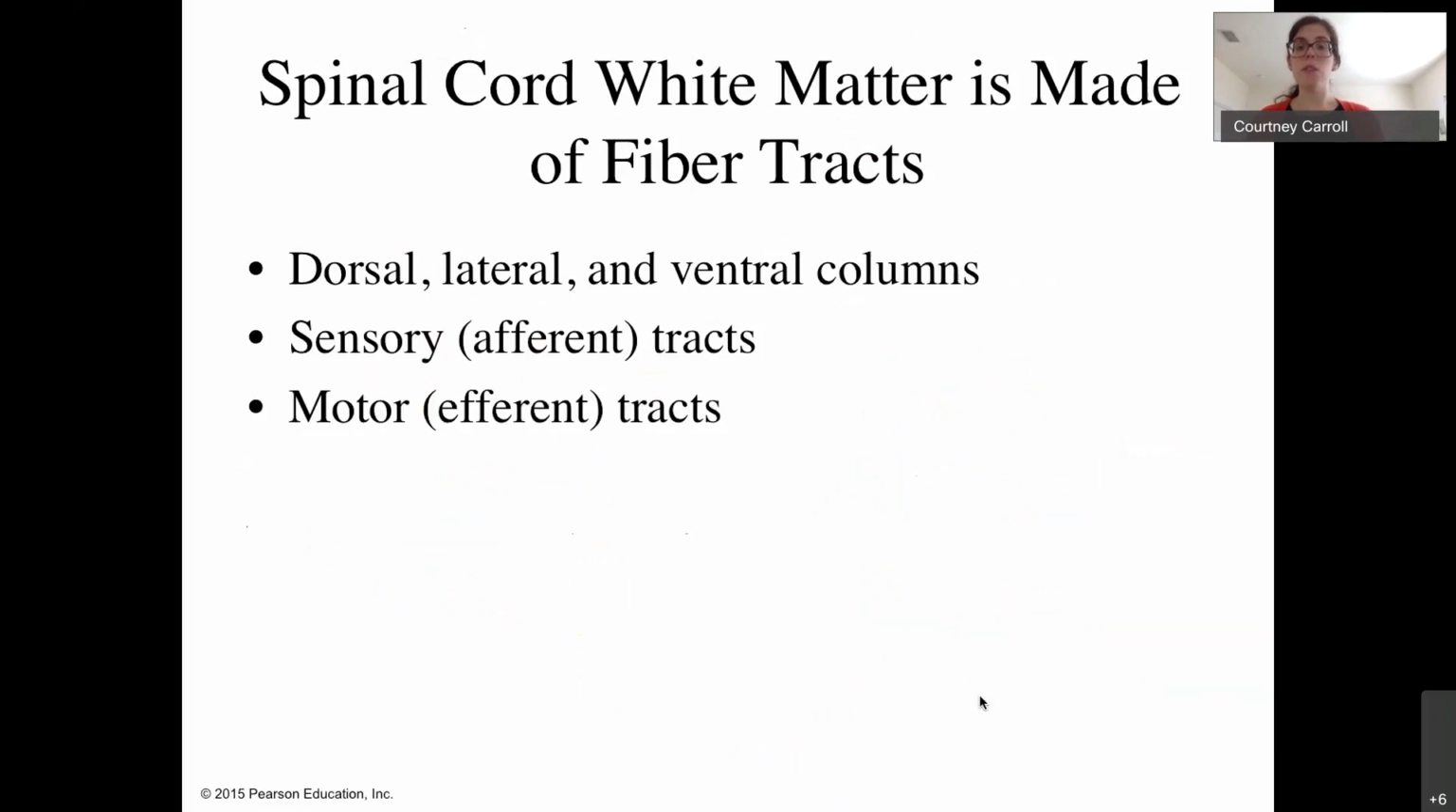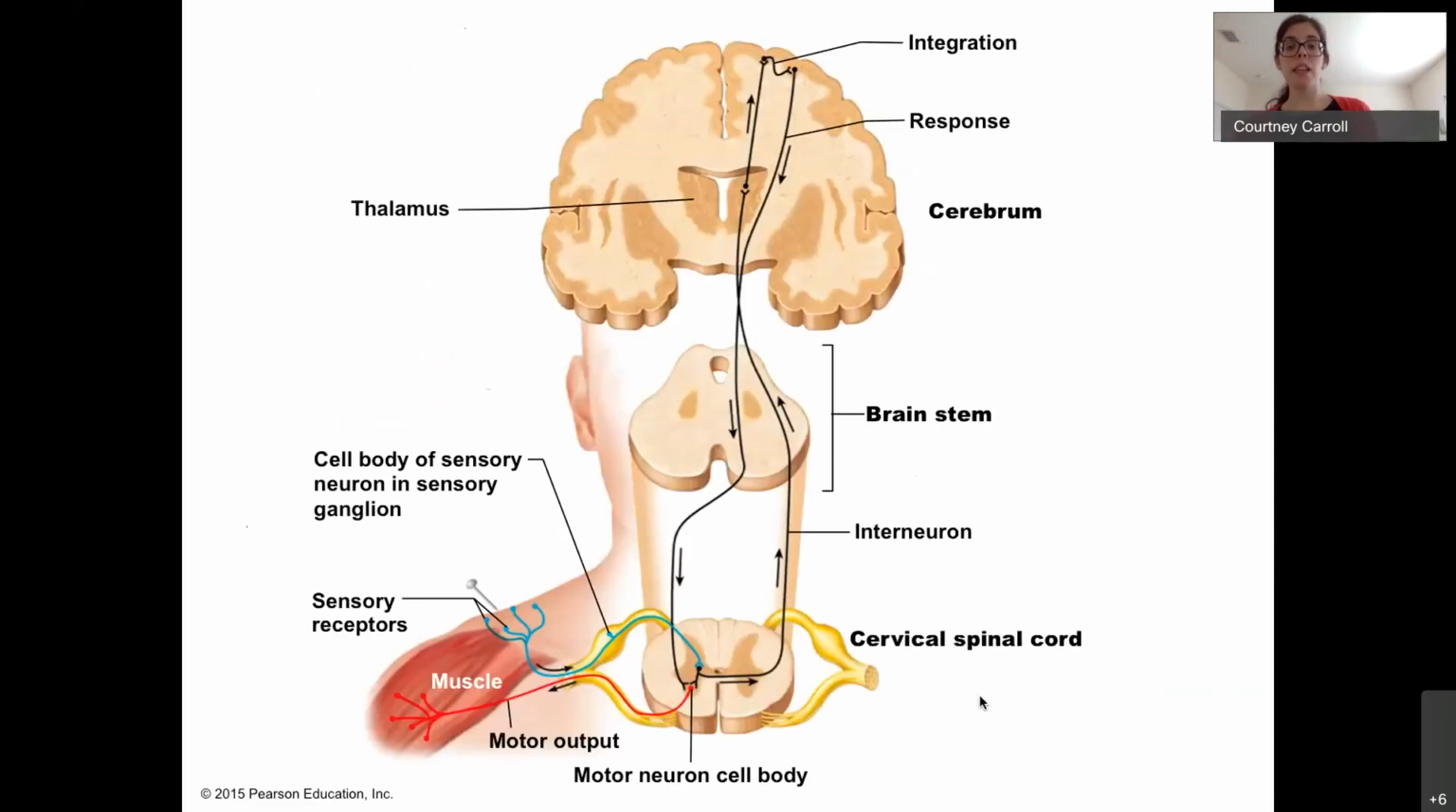So again, the white matter in the spinal cord is made of those fiber tracts. We have different columns. The sensory tract is an afferent tract. It approaches the spinal cord and brain. And then the motor tract is efferent, or exiting. It's going to leave from the brain down the spinal cord. And this is, again, what that looks like.